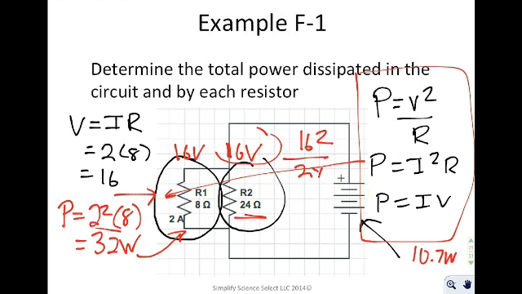Okay, so I have 32 watts by this one, and I've got 10.7 watts by that one. So the total of the circuit would be those two added together, which would be roughly 42.7 watts.